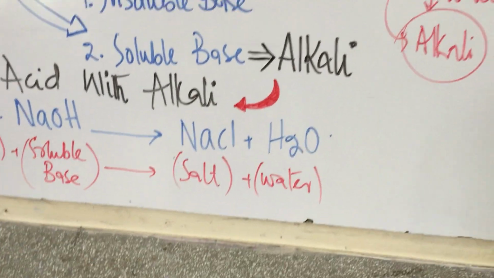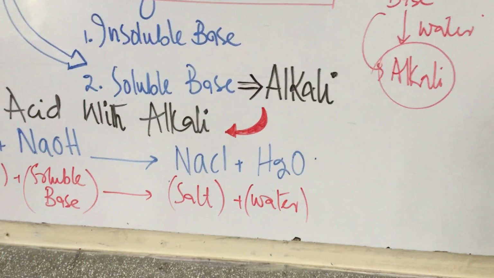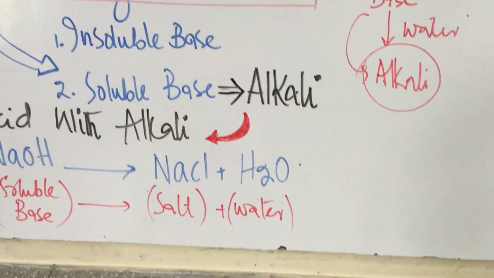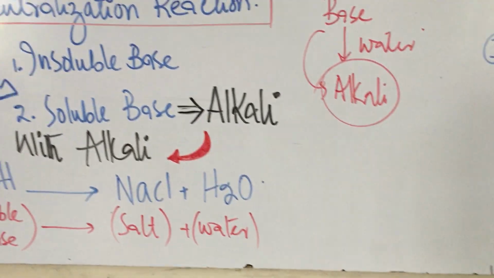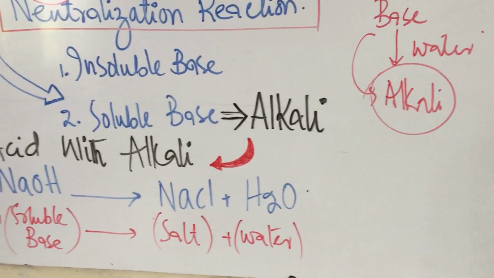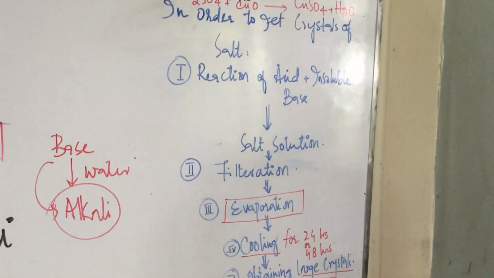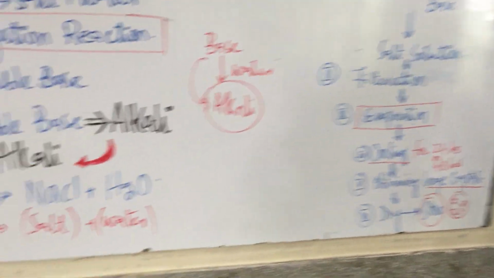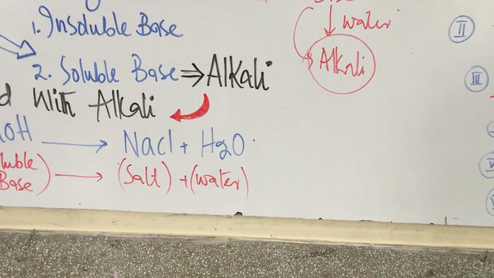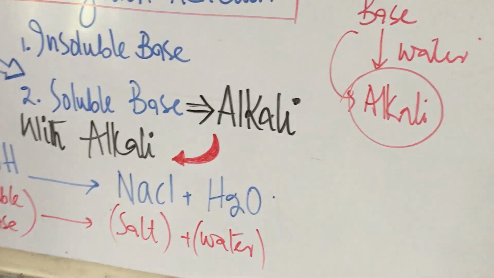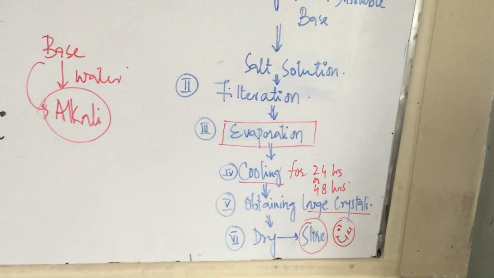But the same thing, your NaCl will be present in ionic form. It will not be present in solid form or crystal form. So you have to move on to these steps as well. Once you are done with your reaction, then for obtaining your salt, you have to go for the crystallization technique.